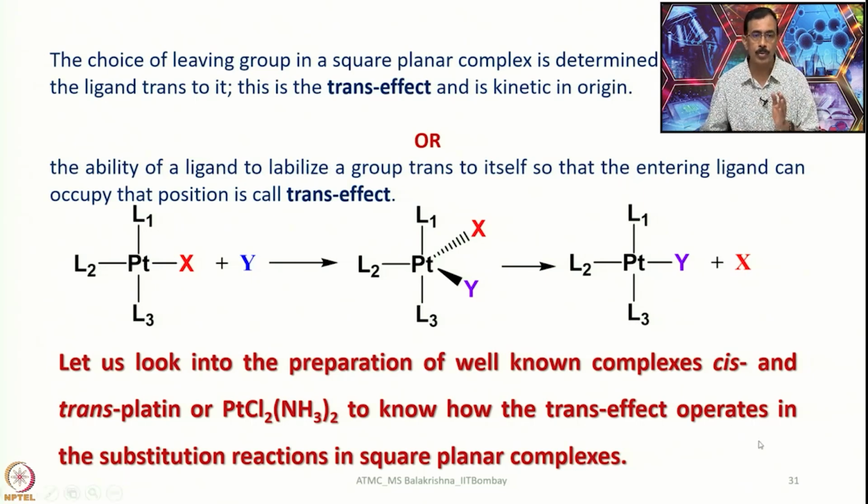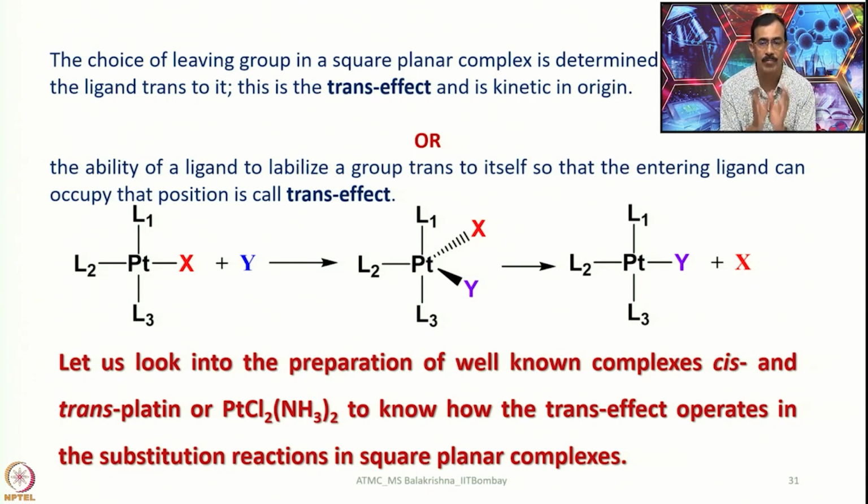Let us look into the preparation of well known complexes of cis and trans platinum. That means PtCl2(NH3)2. It is a square planar complex, you all know, and it shows geometric isomerism, cis and trans. So that means how cis and trans complexes can be prepared using trans effect.